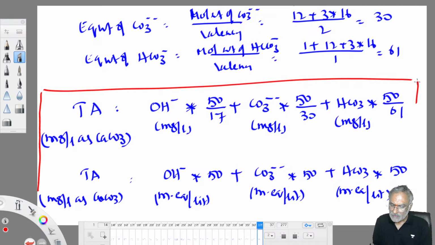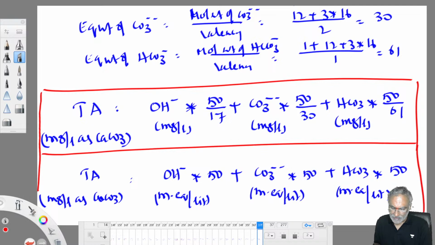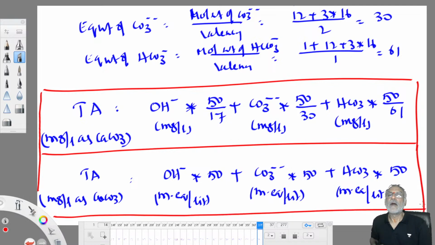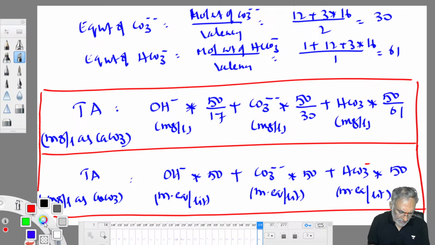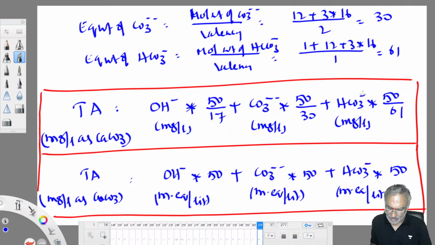If these two are thorough, then you can comfortably solve numericals related to alkalinity. If OH minus is not given, you can take it as 0. Carbonates are not given, you can take it as 0. Bicarbonates are not given, you can take it as 0, like that. If they are present, they will give you. If they are not present, they will not give you. And by default, you can understand that they are not there in water. Hope it's clear to you, let us solve a few numericals related to finding total alkalinity.